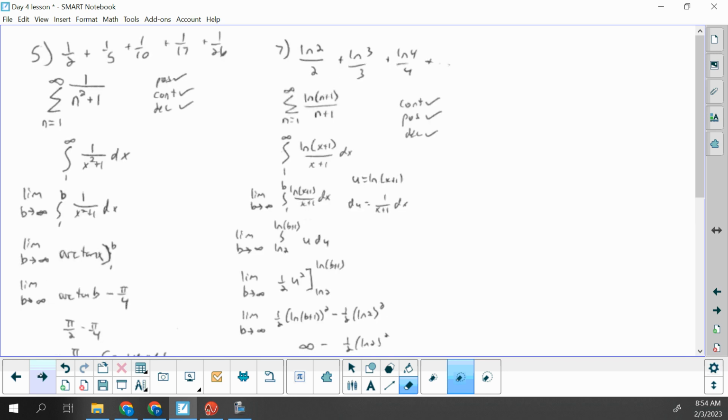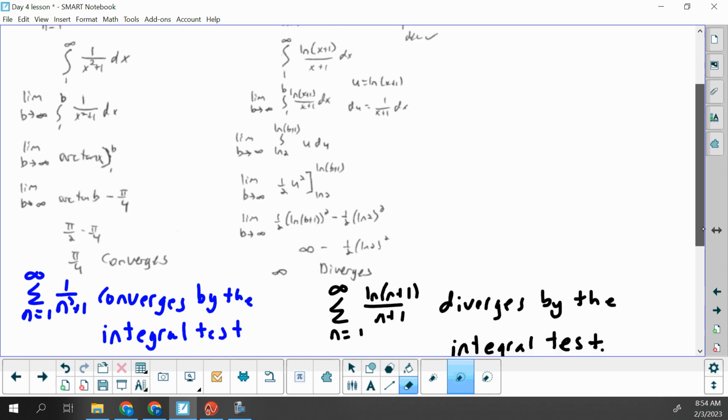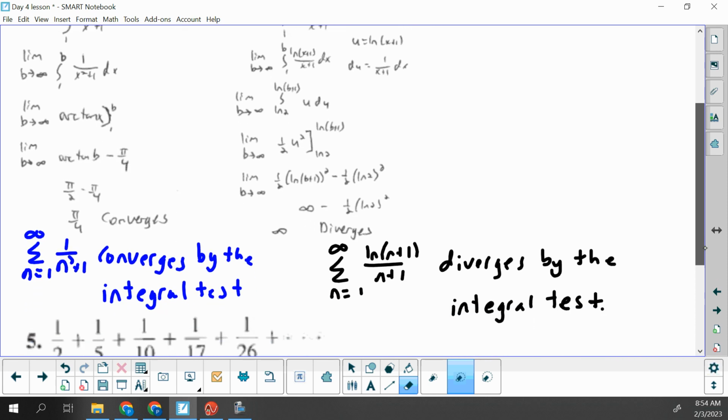For 5, I think this might have been one that we did in class, but this is arctan. It was positive, continuous, and decreasing. When we filled in b, as arctan goes to infinity, it approaches pi over 2. So we had pi over 2 minus pi over 4. It was pi over 4 because 45-degree angle, the opposite over the adjacent is 1. And then so we get pi over 4, which means the integral converges. Therefore, our conclusion is the series will converge by the integral test.